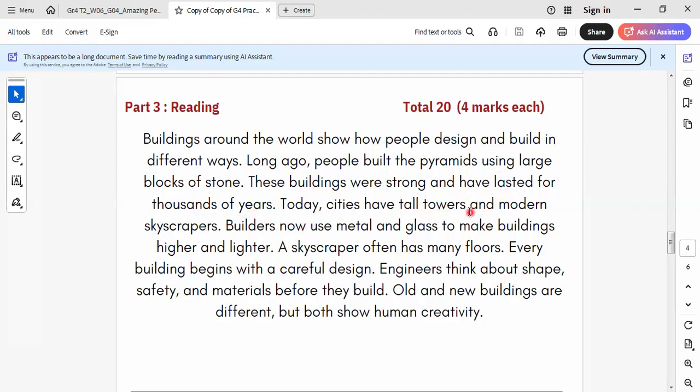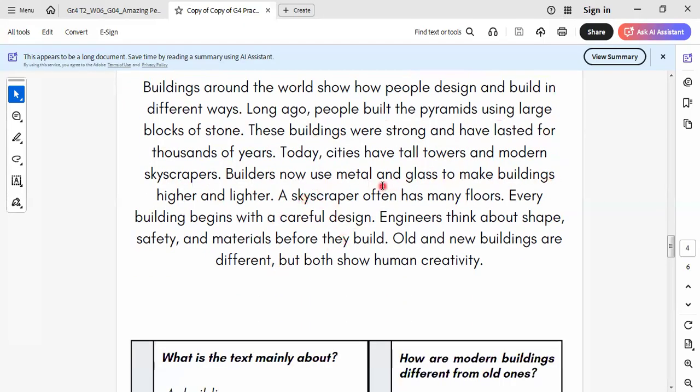Today, cities have tall towers and modern skyscrapers. Builders now use metal and glass to make buildings. So now builders use metal and glass to make buildings higher and lighter. A skyscraper often has many floors.